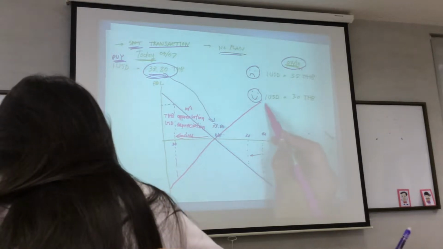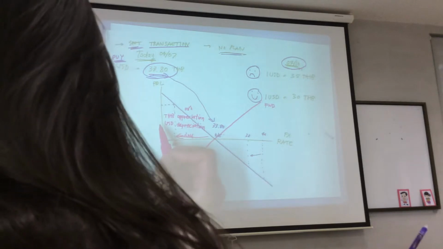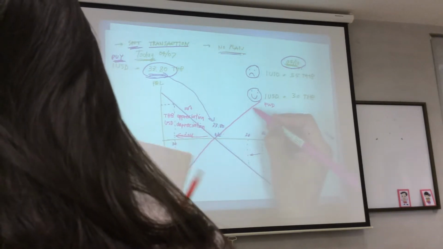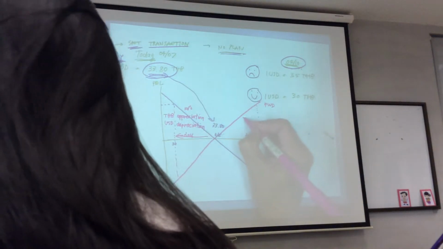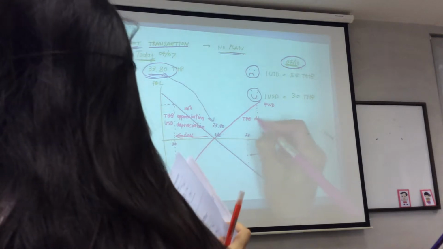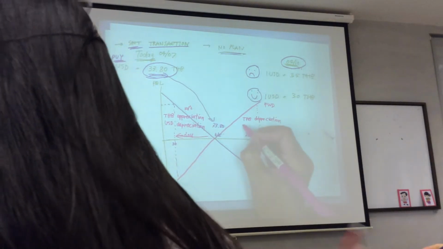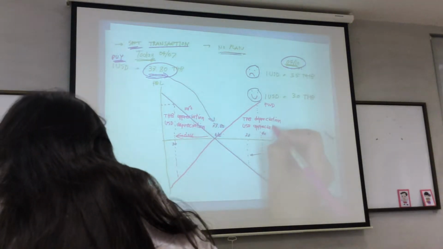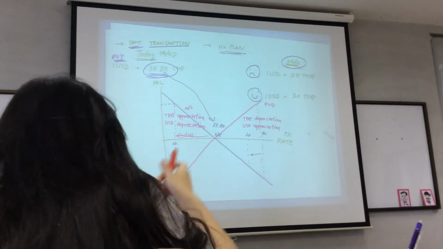So the pink line is the forward payout. If Thai baht becomes appreciation, you will make a loss from the forward contract. But if Thai baht becomes depreciation, or dollar appreciation, you will make a gain from the forward contract.